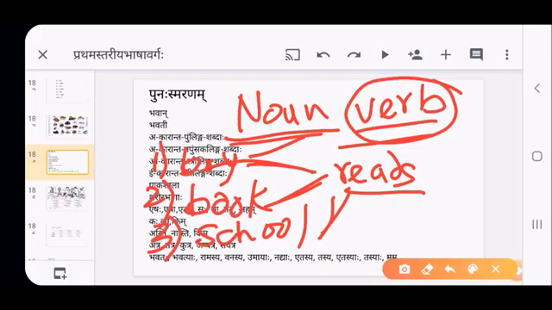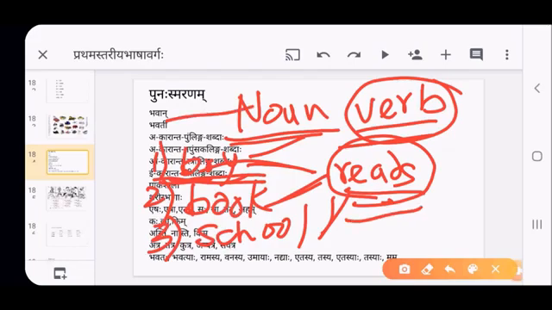So we are going to look at some of the basic forms of the verbs now, so that we'll start forming very basic sentences with who type of questions, like who reads, boy reads, who goes, girl goes, who swims, somebody swims, who sings, singer sings, who is driving, who drives, driver drives.